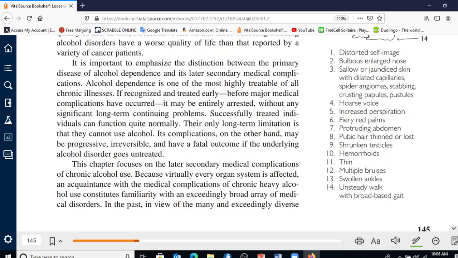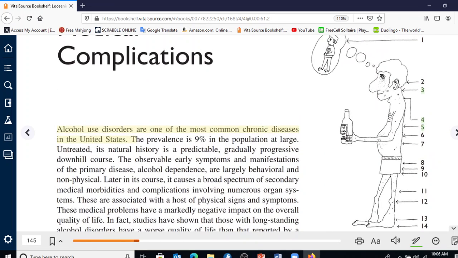Swollen ankles because we retain water, and that's edema. The swelling around the ankles, which is a water retention issue, and we'll have ataxia, which is an unsteady walk with a broad gait, like we're walking on the deck of a rolling ship. And that's problematic for alcoholics. And we can see those things. They wear it on the outside.